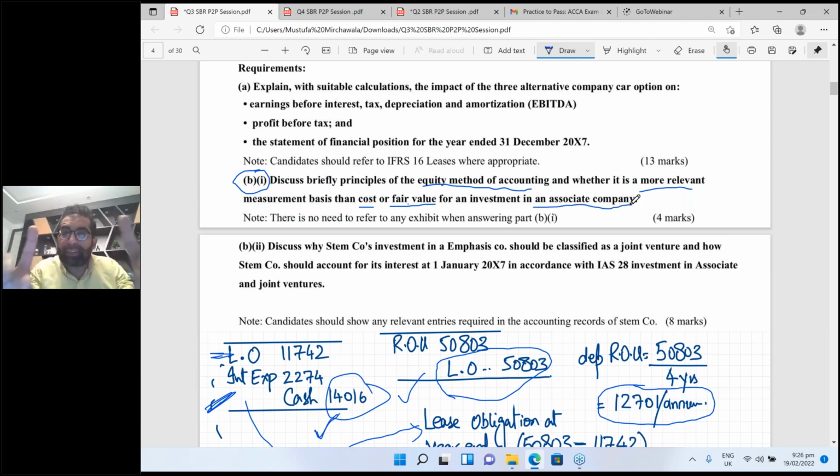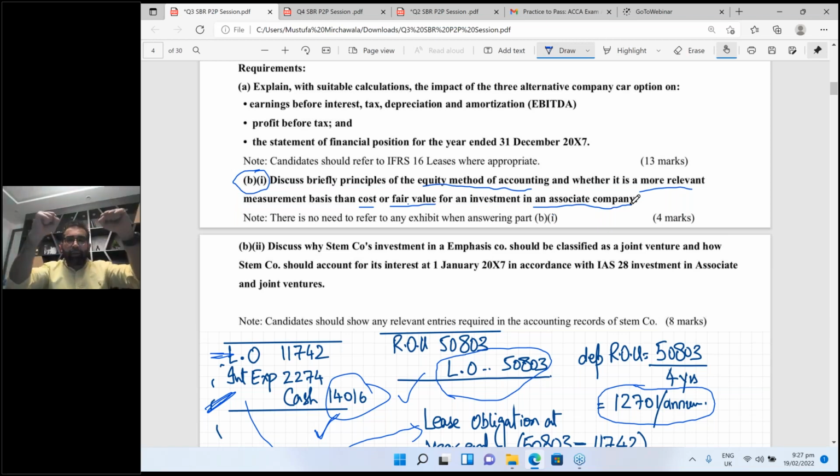Don't take tension, just relax. When you buy 30% shares of a company and you get significant influence in that company, then you do equity accounting. How? COI, cost of investment, add post-acquisition profits of that company, multiplied by your share, and you report this in one line, because equity accounting does not mean adding together. Consolidation is a separate thing.